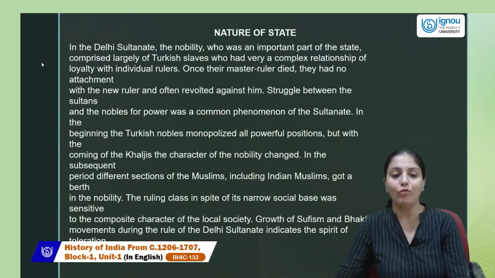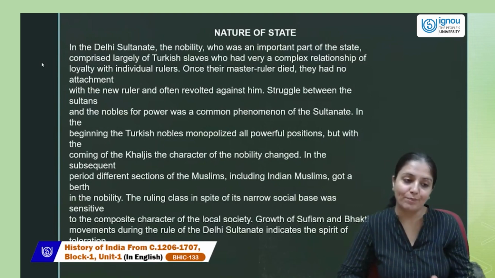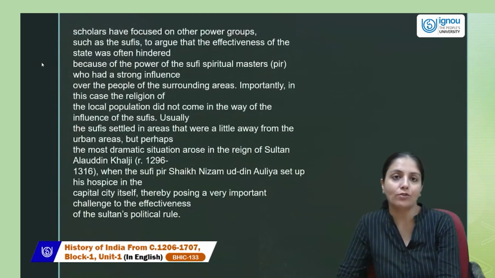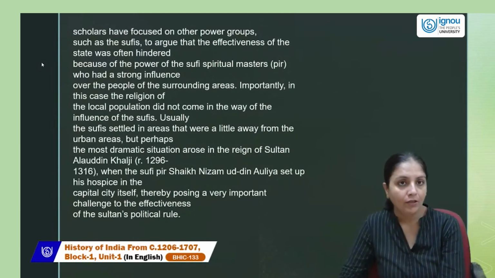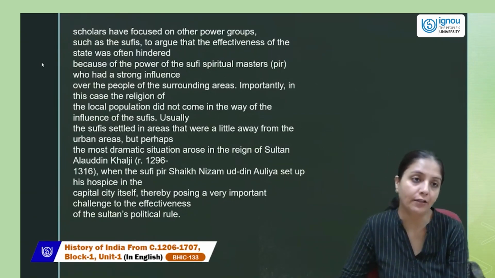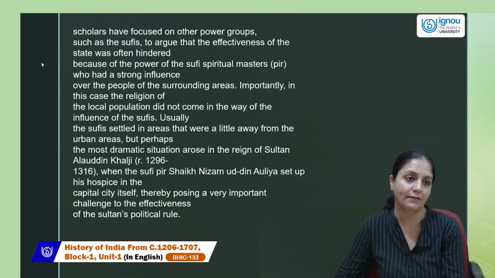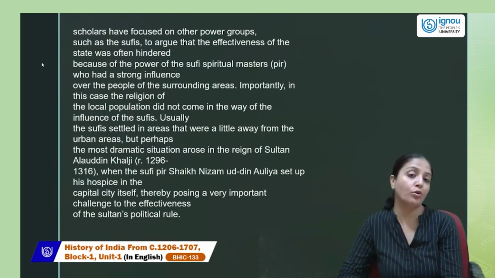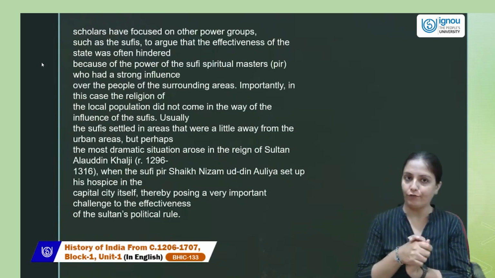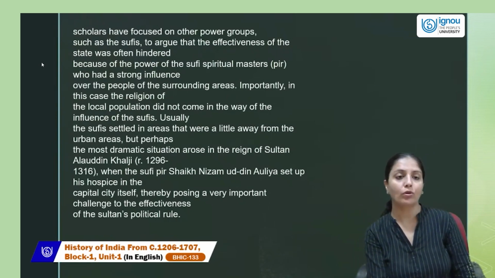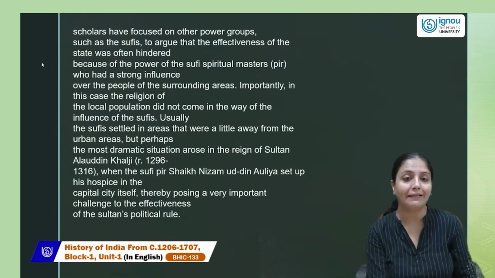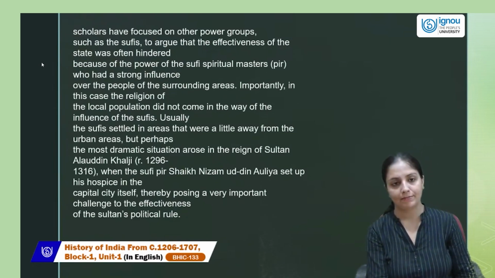The growth of Sufism and Bhakti movements during the rule of the Delhi Sultanate indicates the spirit of toleration prevailing within the state. Scholars have focused on other power groups such as Sufis to argue that the effectiveness of the state was often hindered because of the power of the Sufi spiritual masters, the Peer, who had a strong influence over the people of surrounding areas, the Murshid and the follower. Importantly, the religion of the local population did not come in the way of the influence of the Sufis. Usually, the Sufis settled in areas a little away from the urban areas.